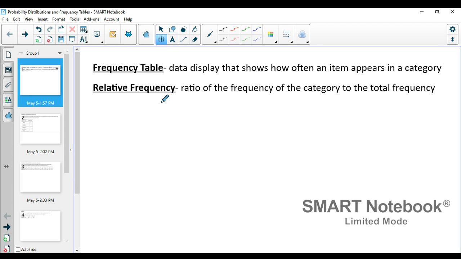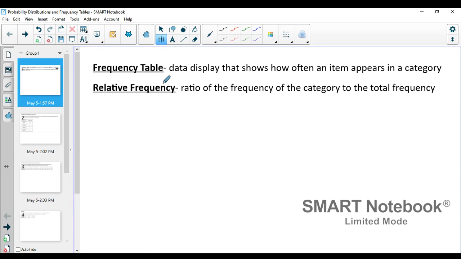All right, so our next set of notes in probability are probability distributions and frequency tables. A frequency table is a table that displays data. This is really weirdly worded, but it's a data display that shows how often an item appears in a category. So basically, it's a table that shows how frequently something appears in a certain category. And the relative frequency is the ratio of the frequency of the category to the total frequency.